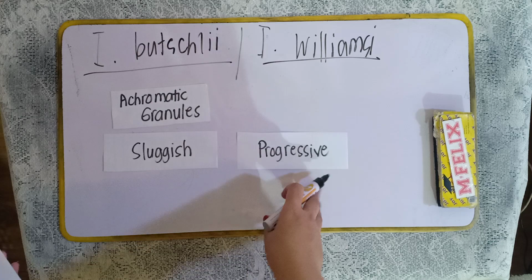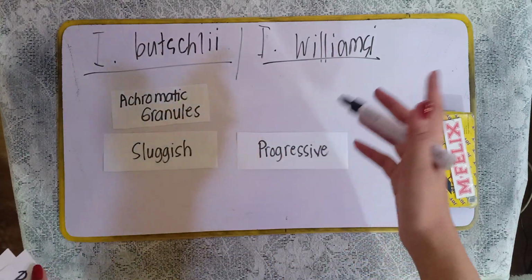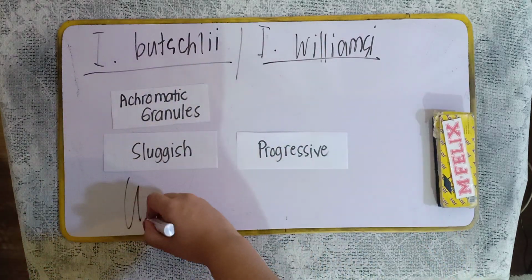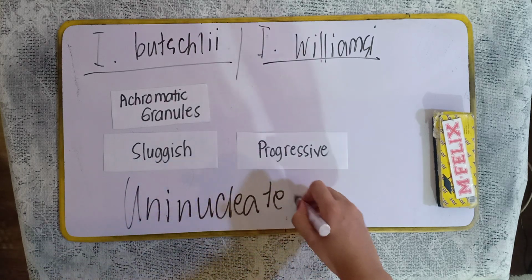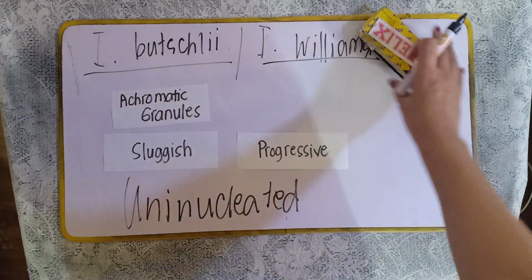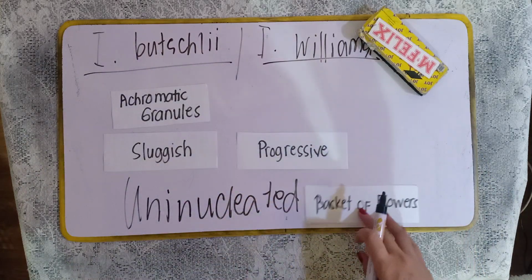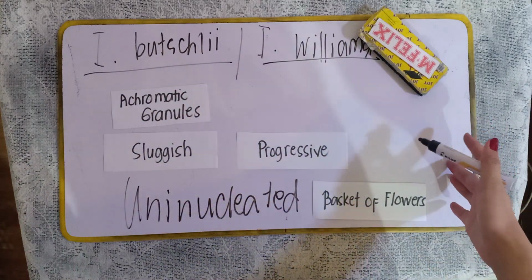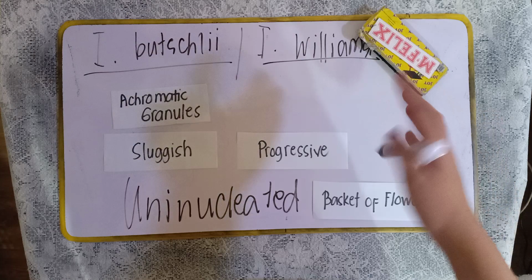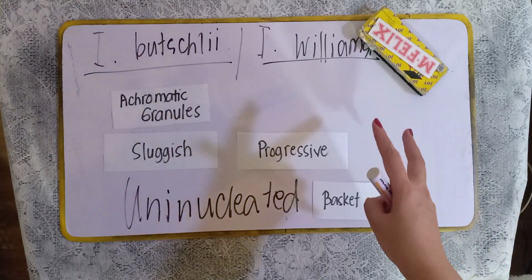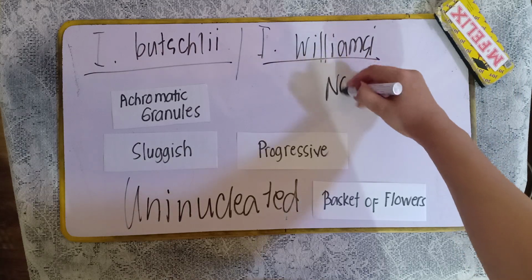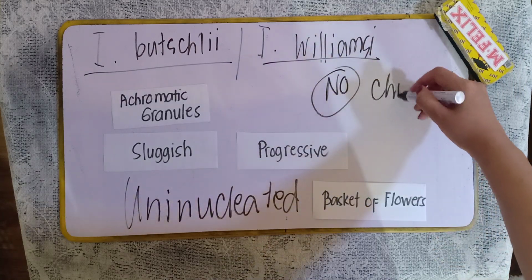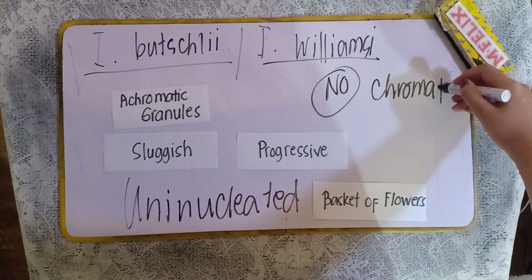And then lastly, sa cyst naman nila, it is usually uninucleated when mature, resembling a basket of flowers, because it has a prominent glycogen vacuole which can only be seen when stained with iodine. And take note, class, na wala silang chromatoidal bodies. They do not have chromatoidal bodies.